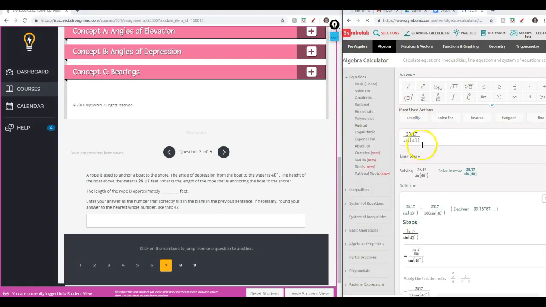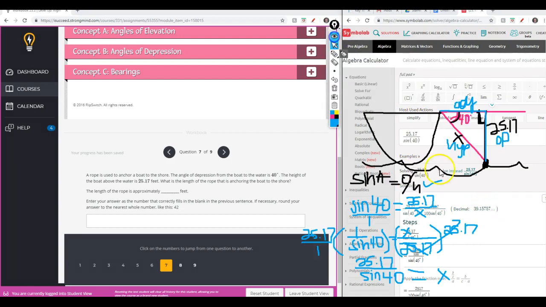And so I'm just checking that it's solving for sine of 40 degrees. So the decimal is 39.15. So I guess x equals 39.15. It did say to round your answer to the nearest whole number, so 39.15 is closer to 39 than it is to 40. So this would be 39, and that's how you would answer this question.